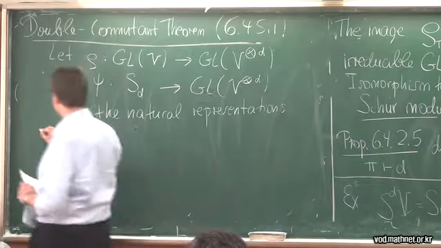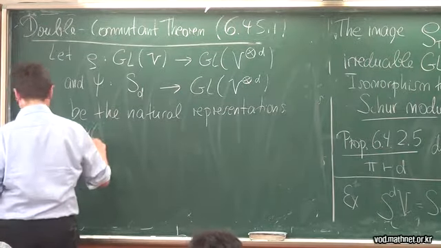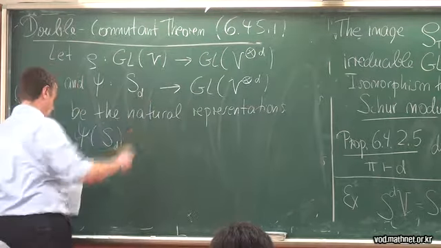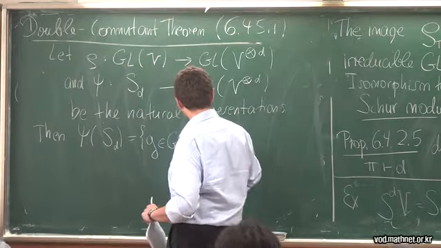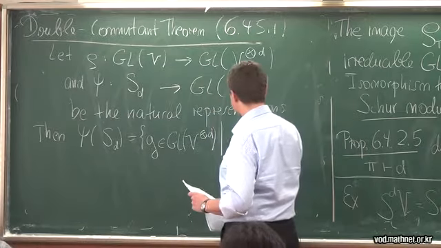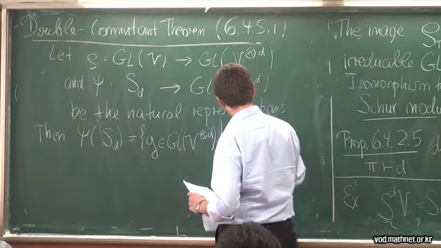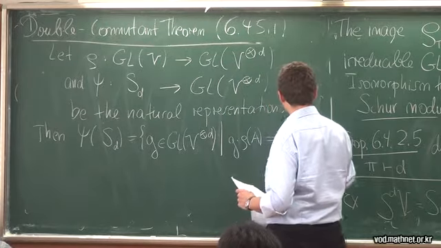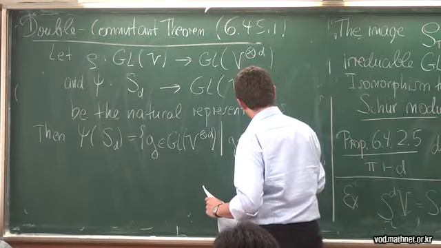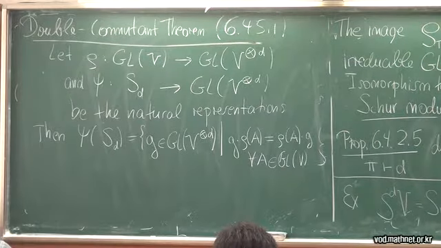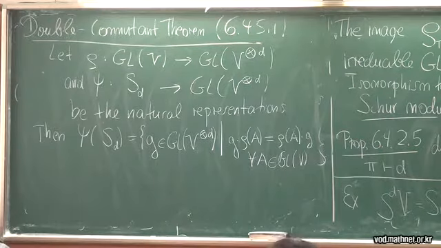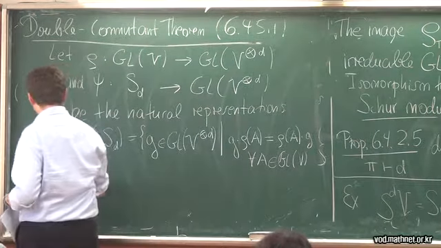Then the following holds. Then psi of S_d, so the image matrices, are exactly the matrices upstairs. They're all the big matrices of the big format which commute with the other guys. So G times rho of A equals rho of A times G for every element in the general linear group. Okay? So the image of the permutation group upstairs is exactly those big matrices that commute with all the matrices coming from the general linear group, and vice versa. Because it's a double commutant theorem.